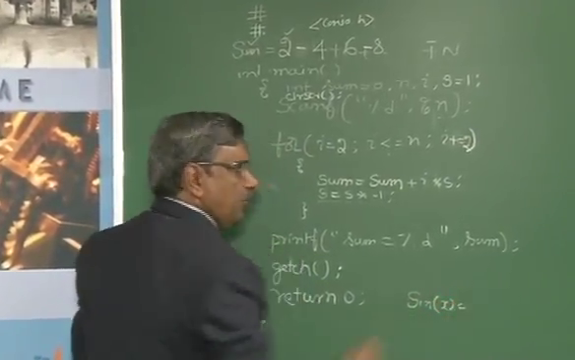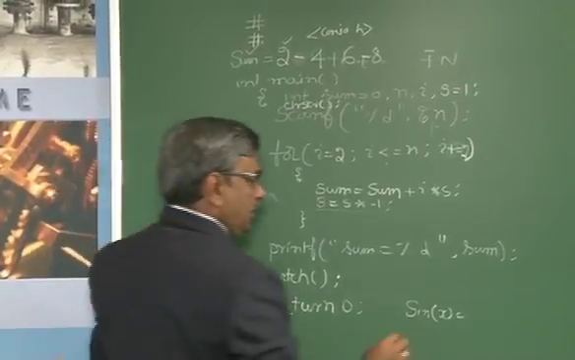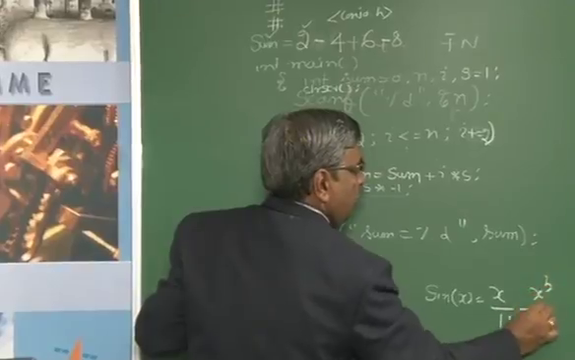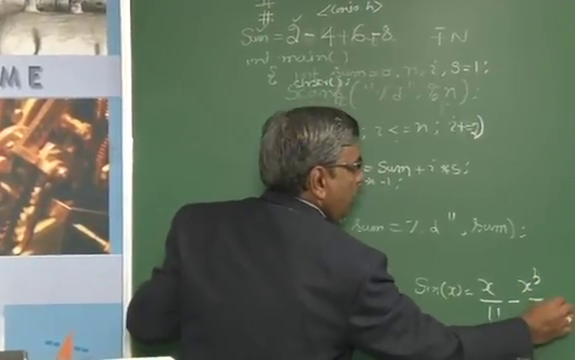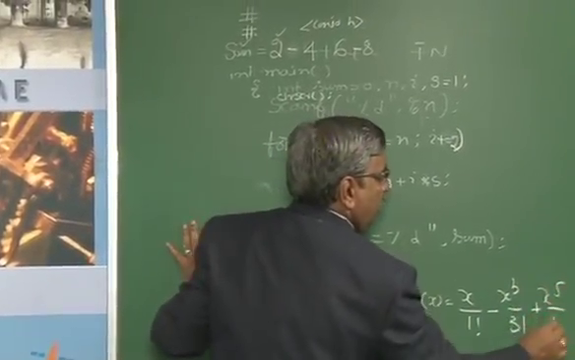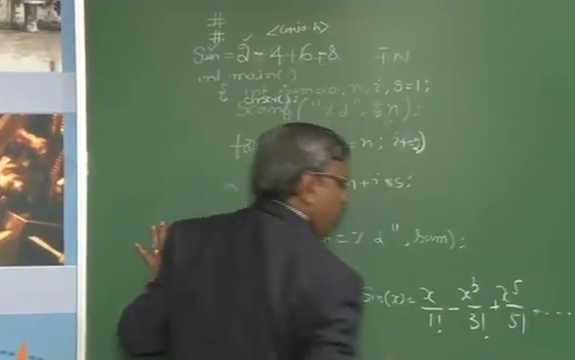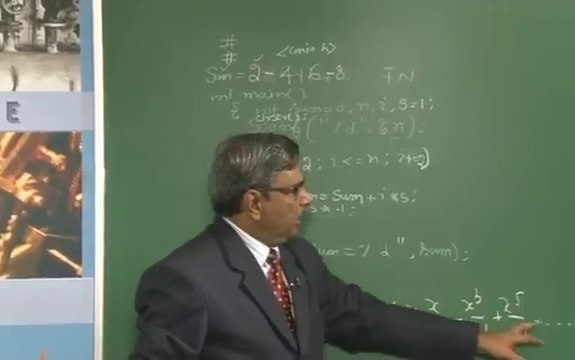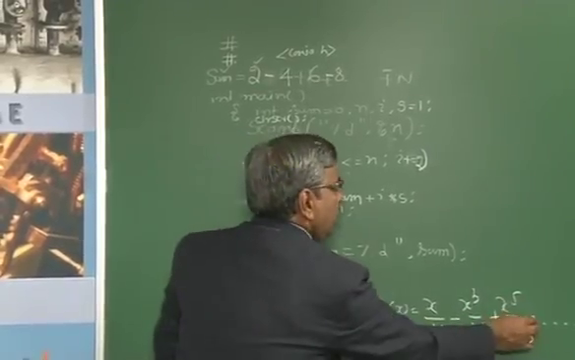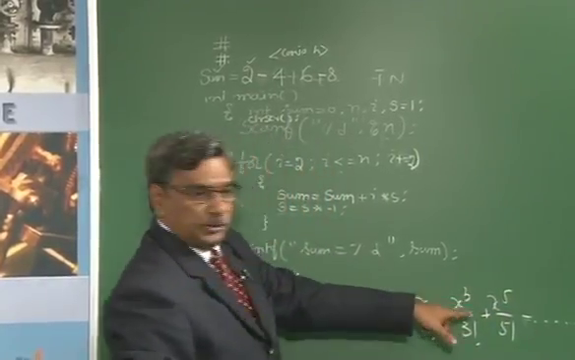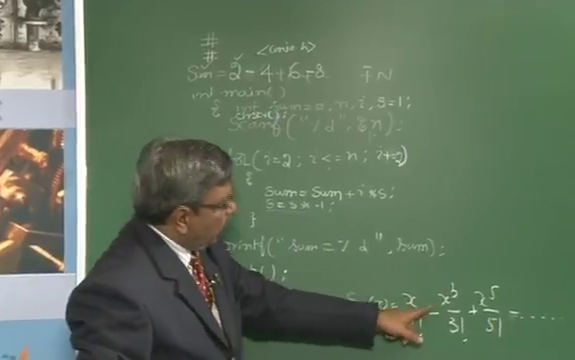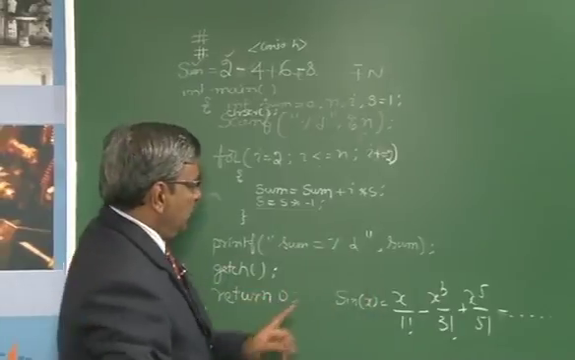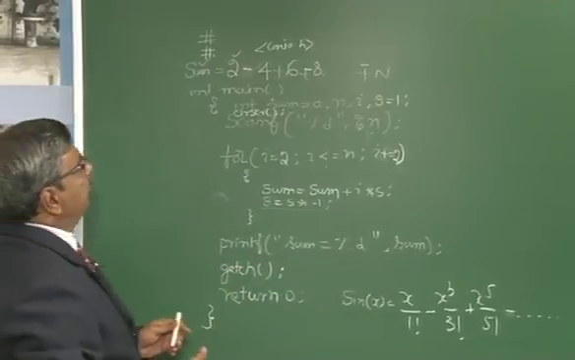Sine of x is defined in mathematics as x divided by 1 factorial, minus x to the power of 3 by 3 factorial, plus x to the power of 5 by 5 factorial. It is an infinite series. If you observe, the first term will be positive, then negative, positive, negative, and it will continue like that. So in order to do this operation, you can use this simple logic. This will be taught in the next hours.